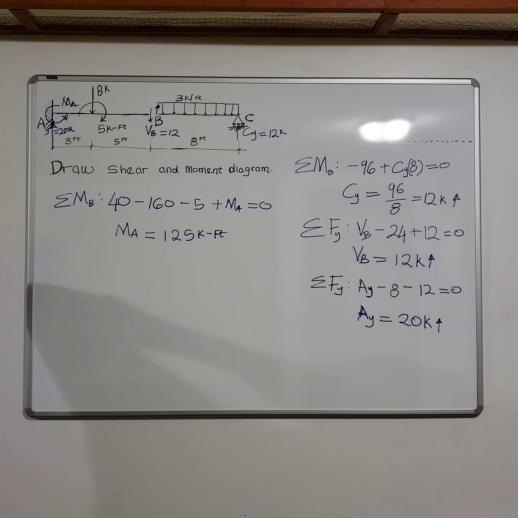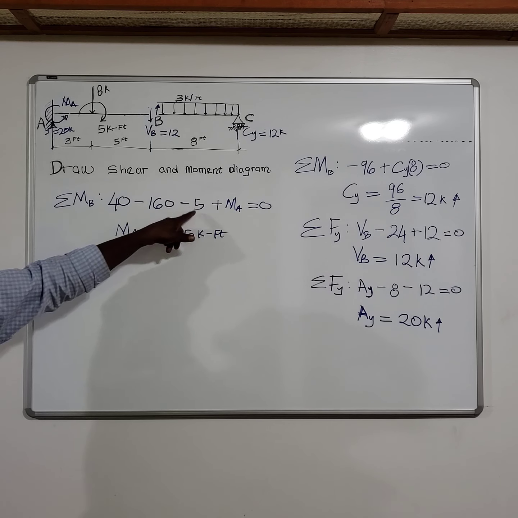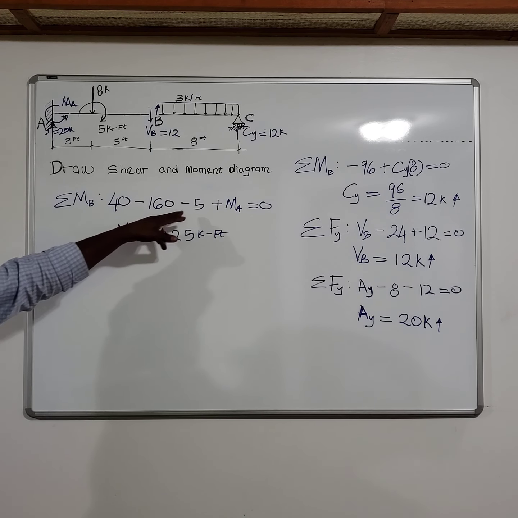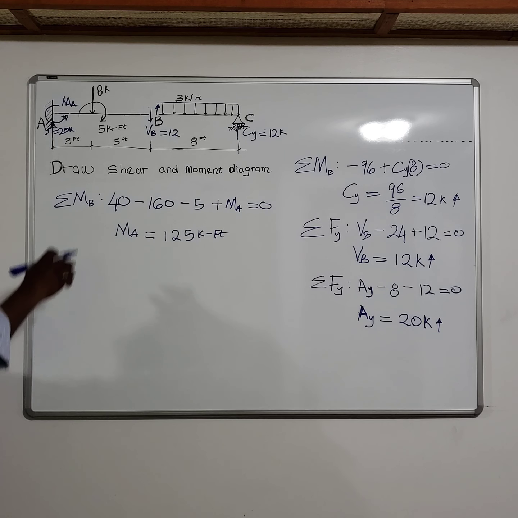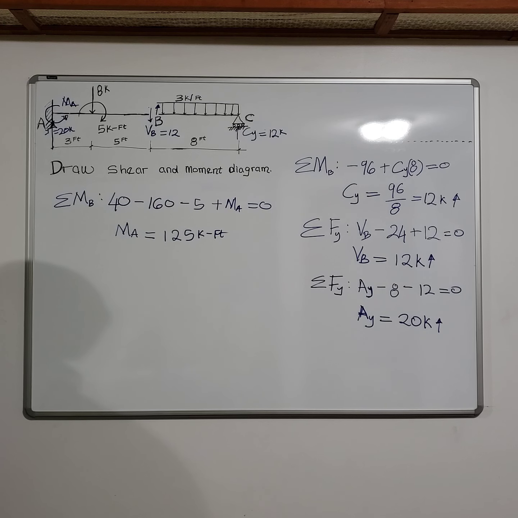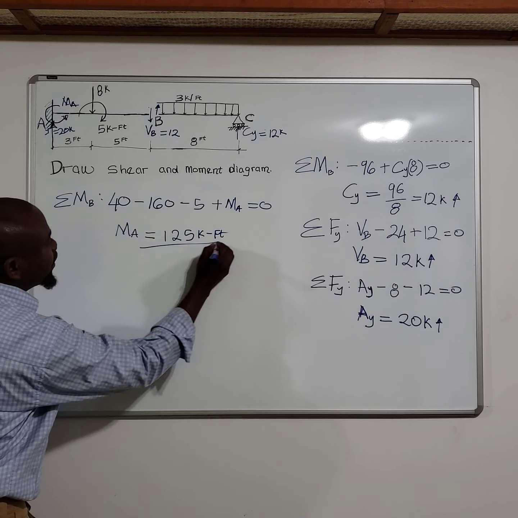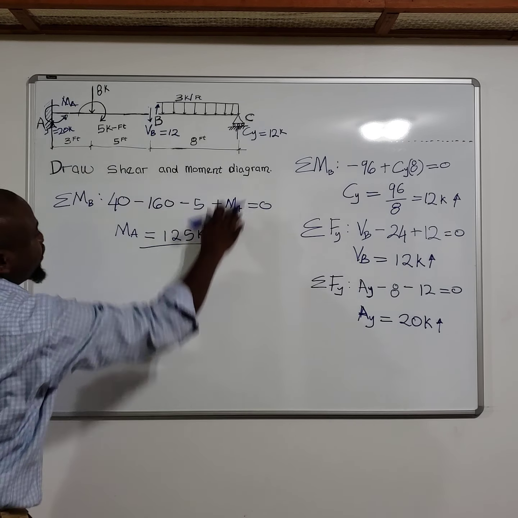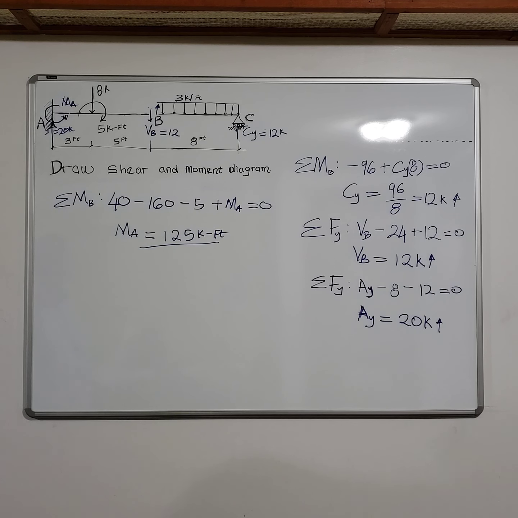That's 125 kip-foot. Because we have this value, you subtract that value, you get 125. So we know what our moment is, we know what our reaction is. So the next thing is to draw out the moment diagram. So please stay tuned in the next video. Thank you.